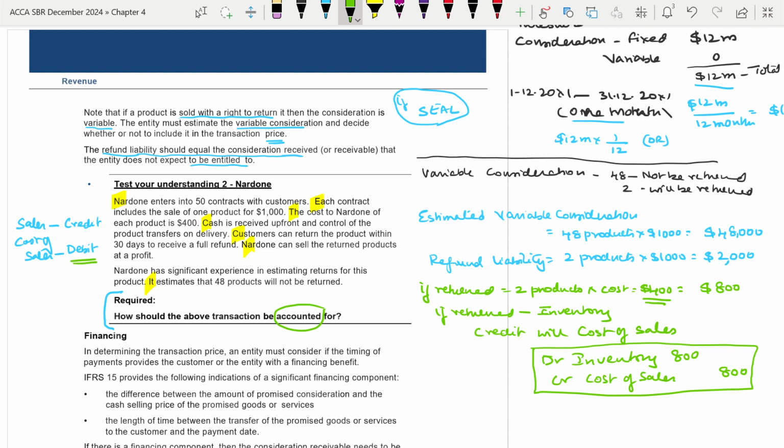You are de-recognizing. Is it what we are doing here? I will put it in a more specific way. What you are doing, you are here. Is it what you are doing here? You are de-recognizing.